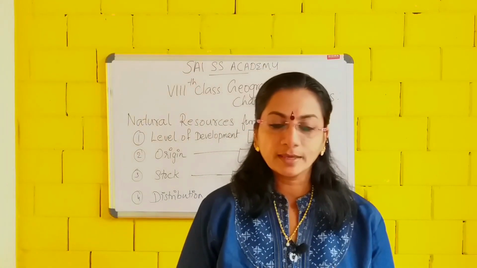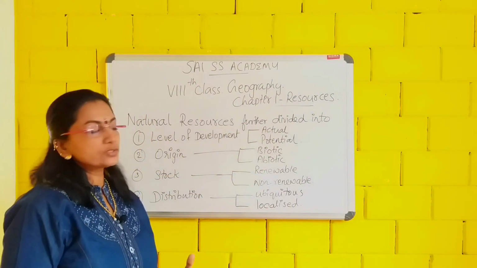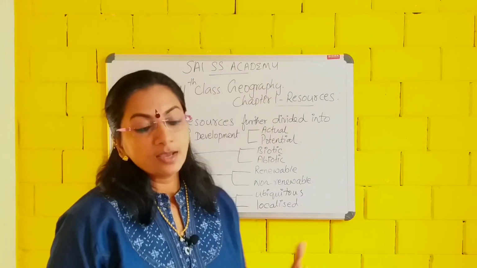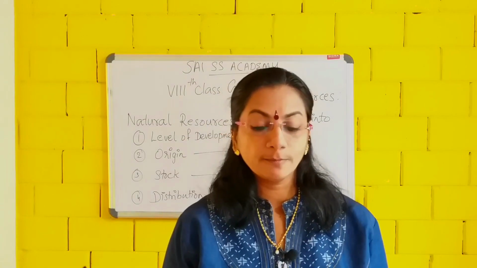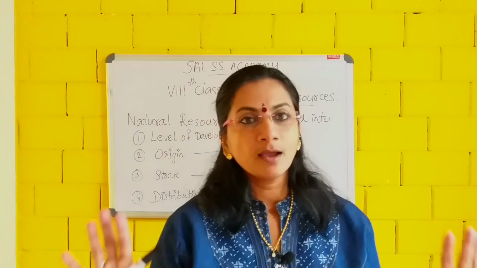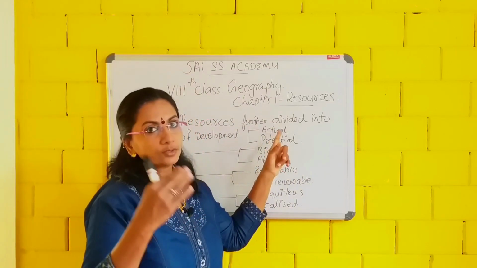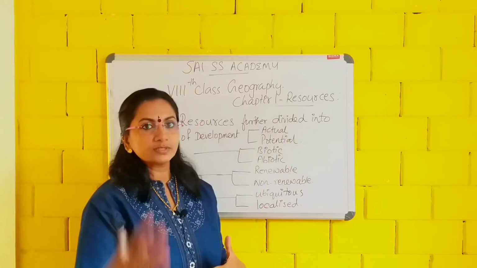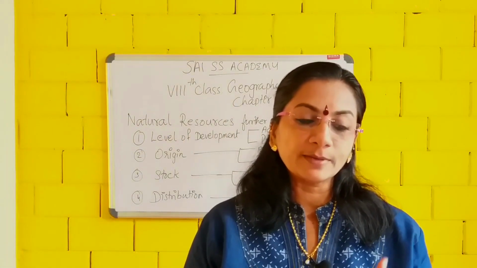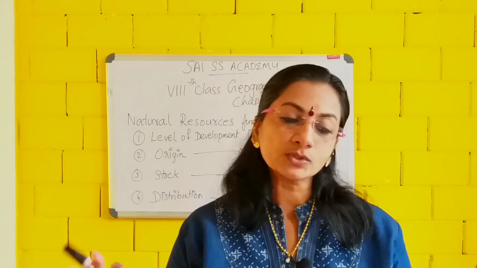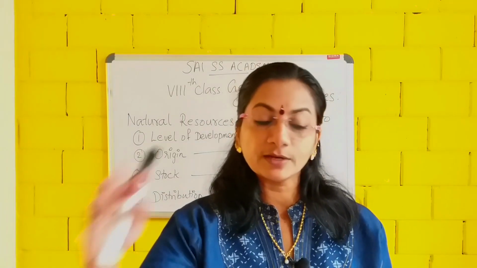Got the point? Okay. Next we are going to explain what an actual resource is and what a potential resource is. What is an actual resource? Those resources whose quantity is known to us and which are being used by us. Actual resource means the quantity is known by us, and now we are using it. In our textbook it is described as: actual resources are those resources whose quantity is known. These resources are being used at present.